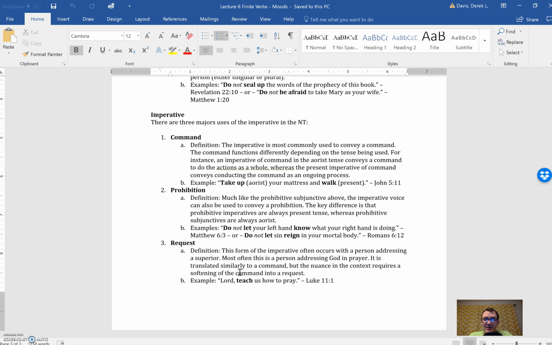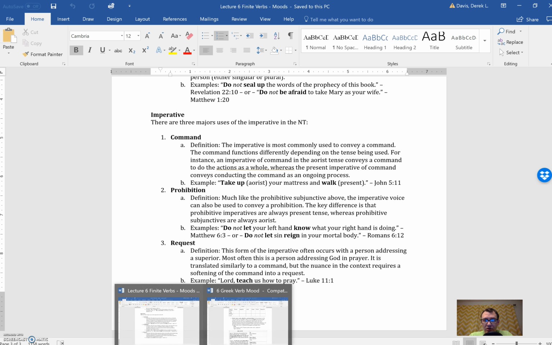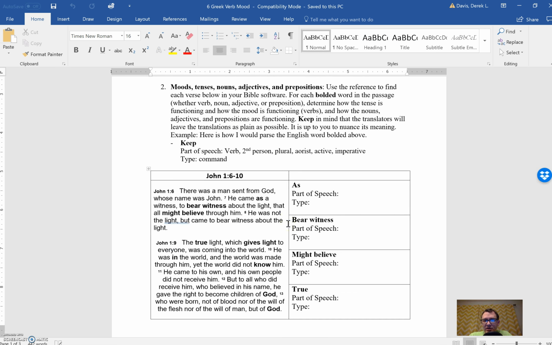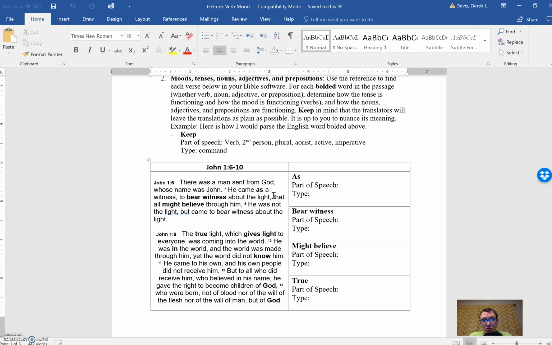So much like you've done in the past, you're going to pull up your homework, and I'll give you a quick look at what that is. I've given you a fairly extensive passage where you can focus on your verbal moods, tenses, nouns, adjectives, and prepositions. I've highlighted several words in all of them, and then I've given them to you on the right. I want you to be able to look these up and tell me what part of speech they are, and then the type, in other words, how they're functioning. And if they're verbs, I want you to give me both the mood and the tense, and tell me how you think the mood is functioning and how you think the tense is functioning.